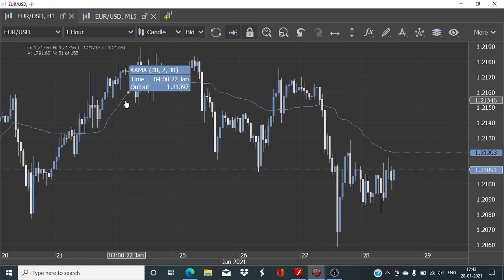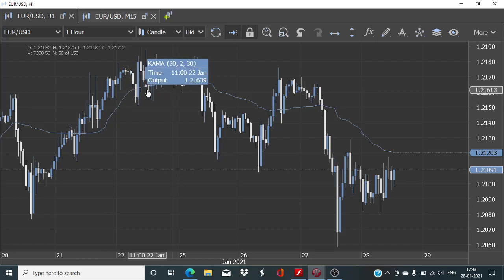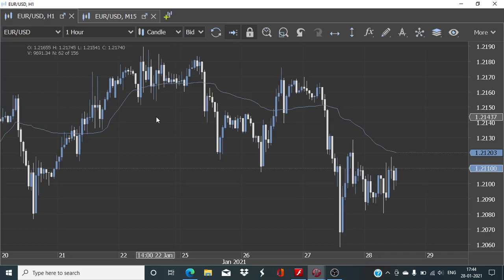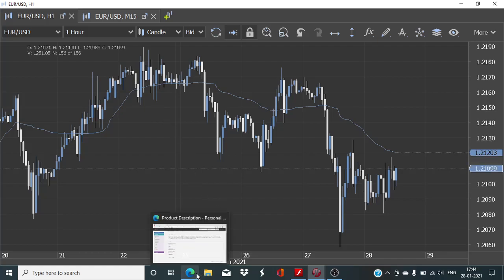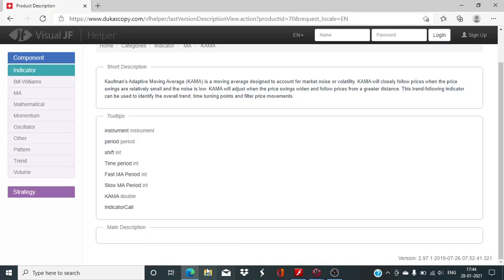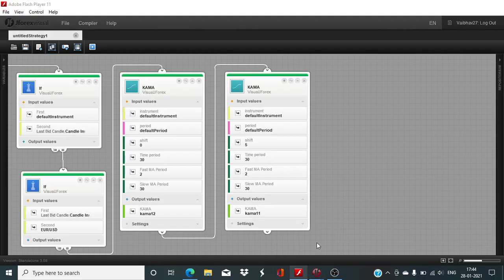So this is the KAMA drawn with the default values, a 2 and 30 combination. 30 is the KAMA time period. 2 is for fast, let me see, I got even confused. 2 is for fast MA period and 30 is for slow MA period. Using these three time period options, we get the idea of how the volatility is unfolding in the underlying instrument.